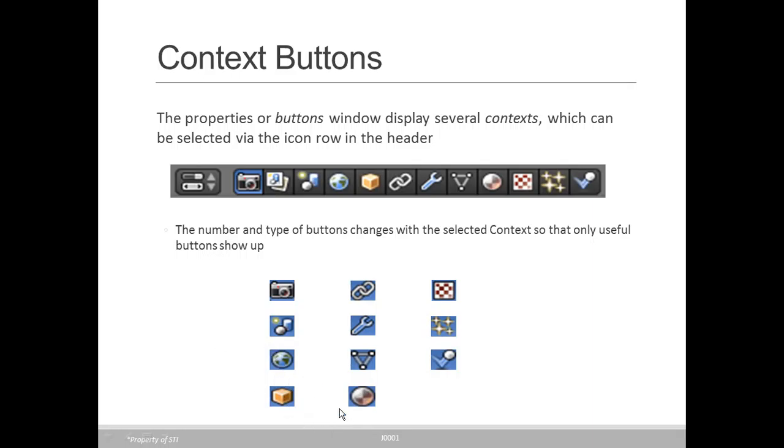Materials are information about a surface. Textures are used by materials to provide additional details.